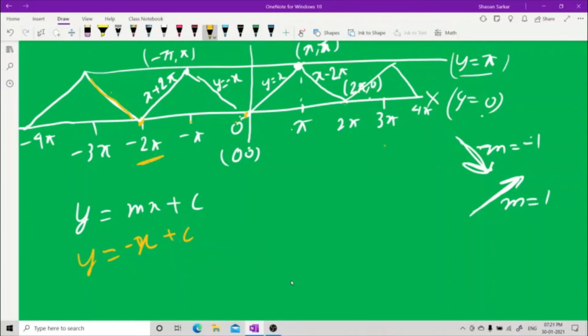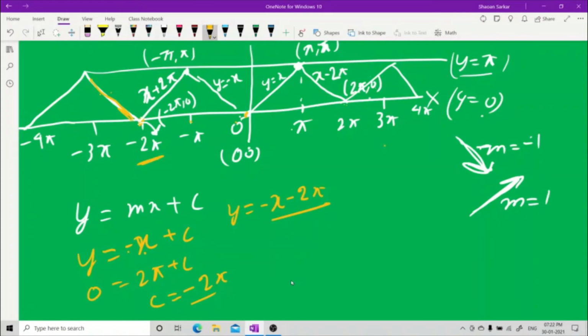This coordinate will satisfy this line. So write down 0 equal to, this is the coordinate, the same coordinate. Let me write this coordinate properly. This coordinate is minus 2 pi comma 0. Put 0 here, and minus 2 pi and minus, this will become plus 2 pi, plus c. The c will always become minus 2 pi. So the equation of this line will be minus x minus 2 pi.